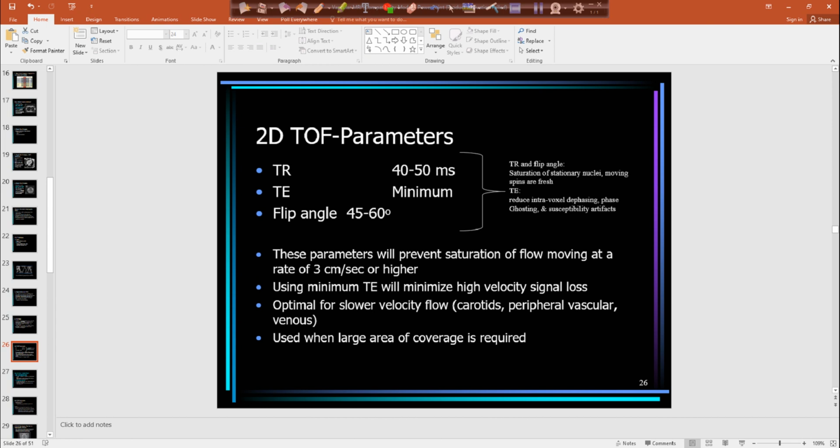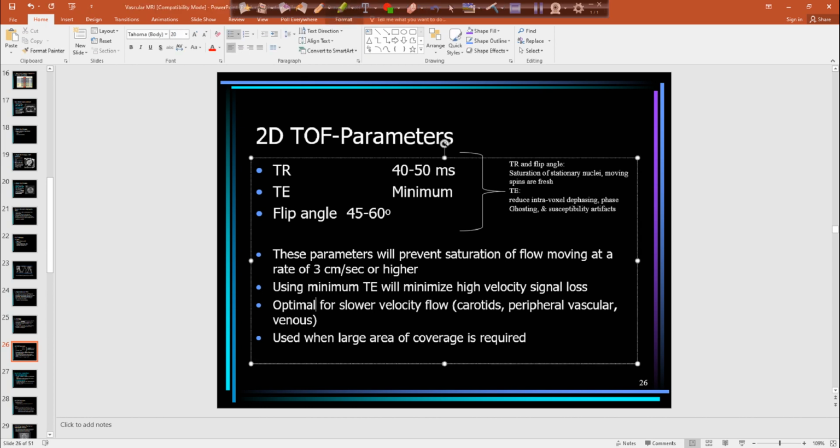Keeping a minimum TE also helps to reduce artifacts: intravoxel dephasing, phase ghosting, and susceptibility artifacts. If you keep your TE low, we don't allow those spins to dephase completely. Because the longer our TE, the more, with that T2 curve, our signal decreases. Remember, we want signal from flowing blood.